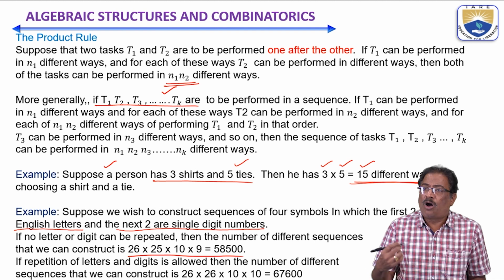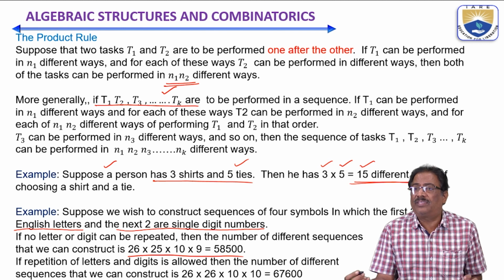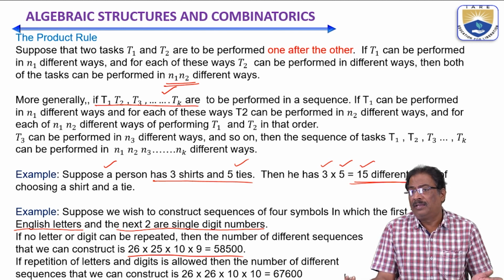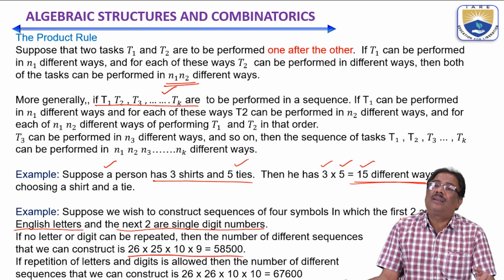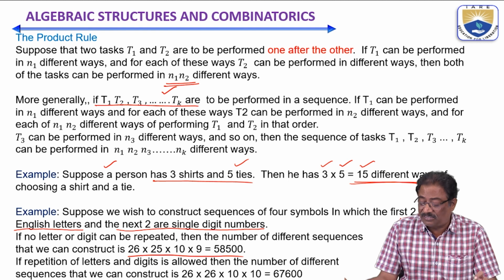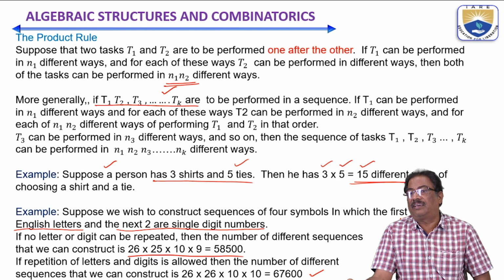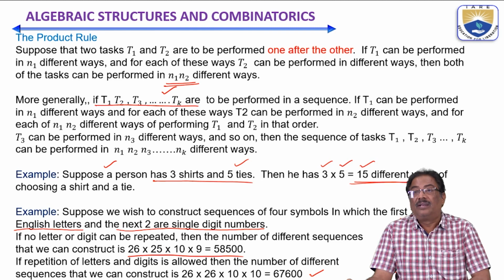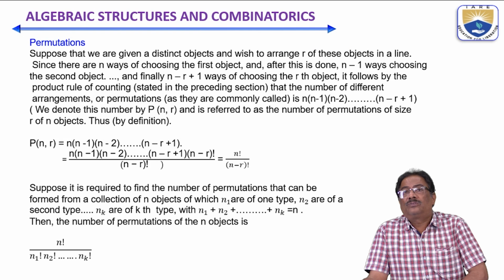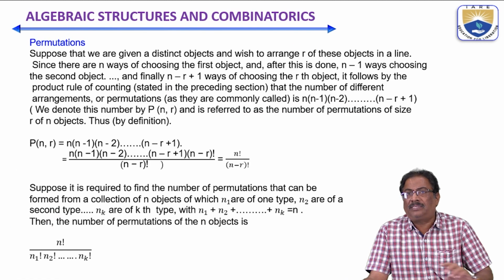So first space, how many characters? 26 characters will be there, 26 ways that we are going to fill. And second also there is no constraint, so there will be 26 ways. Similarly, the third has 10 digits, and the fourth space also has 10 digits. The total number of different ways that we can construct is 26 into 26 into 10 into 10. This is where we apply the product rule.